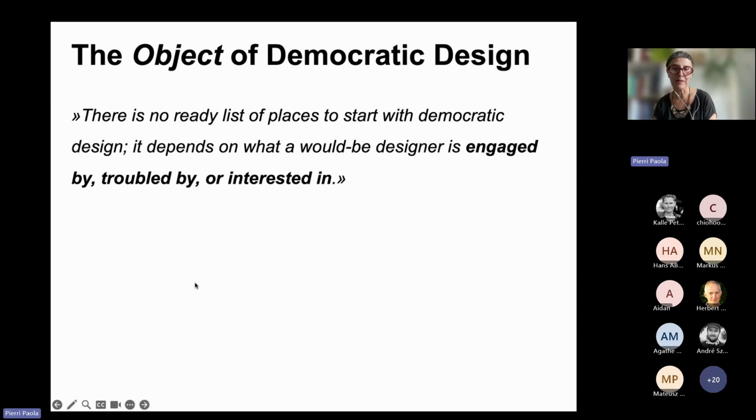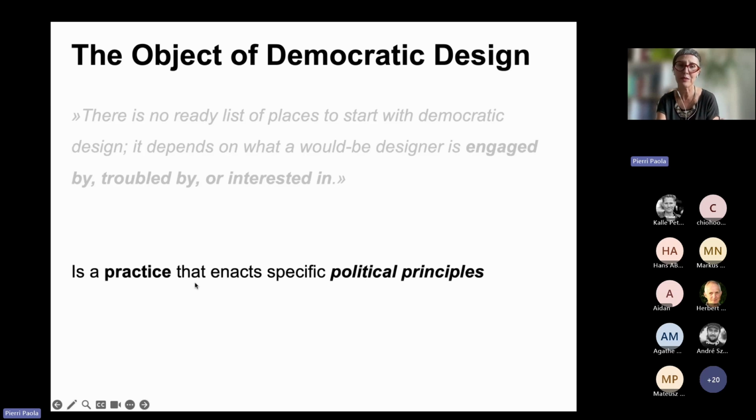The object of democratic design, Soward tells us in the book, is quite diverse. It depends on the time and the context, and on what societies and would-be designers are engaged by, troubled by or interested in at a certain time, in a certain place. So it's describing a practice that is very contextual, which will be very familiar to design, and is less familiar to democratic theorists in a way. Generally speaking, in a simplified way, it is a practice that enacts specific political principles.